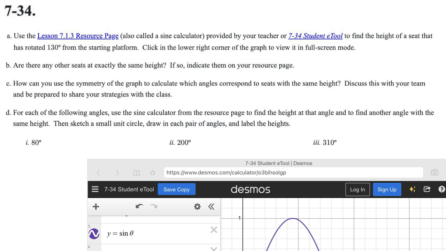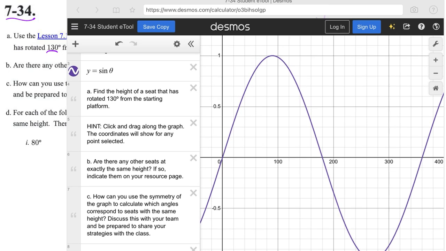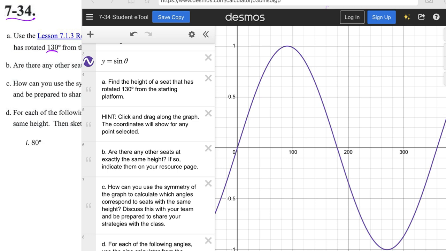All right, team. So here we go on the next one, 734. It says use the lesson resource page or the student e-tool. Let's try this again. To find the height of the seat that is rotated 130 degrees from the starting platform, you can click the lower right or just click on the link. I have the link right here, so we're gonna take a look at it. So get that link going here, and I'm gonna pull that up right there.